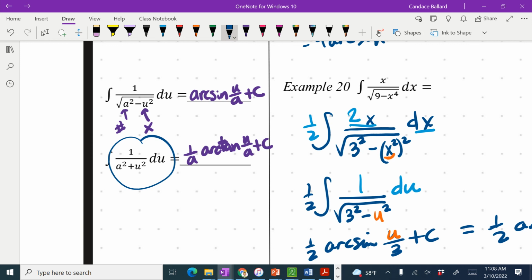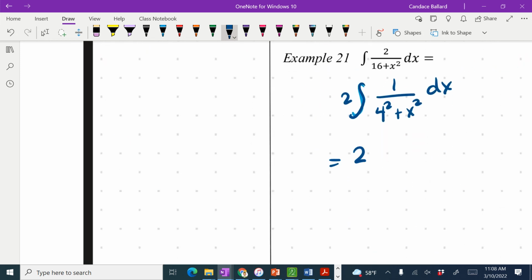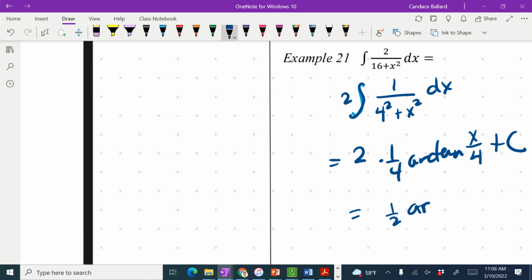So I'm going to use my arctangent formula, which says I got to do 1 over a. What's my a value? 4. So 1 over 4 arctangent of u over a. What's in the u spot? x over 4 plus c. Likely we would have the 2 go into the 4 and we would reduce that to 1/2 arctangent of x over 4 plus c.